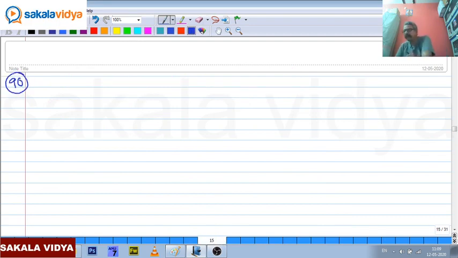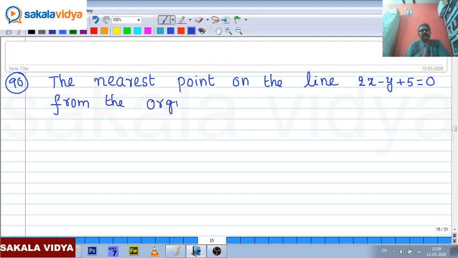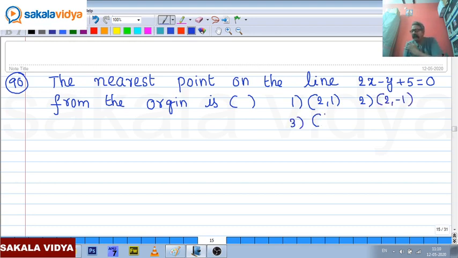So question number 90. The nearest point on the line 2x minus y plus 5 is equal to 0 from the origin is: first option 2 comma 1, second option 2 comma minus 1, third option minus 2 comma 1, fourth option 0 comma 5.